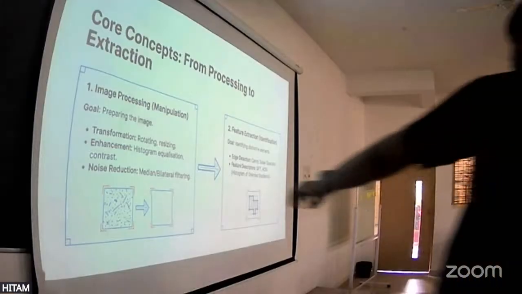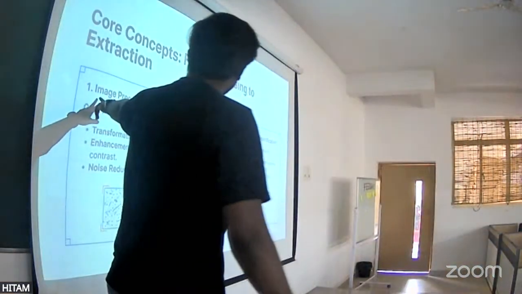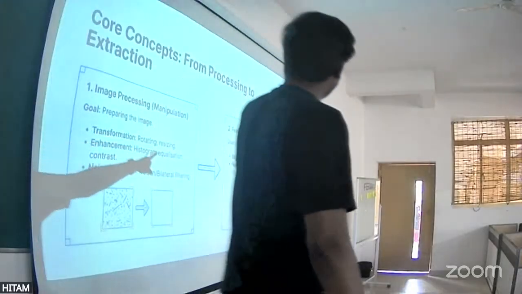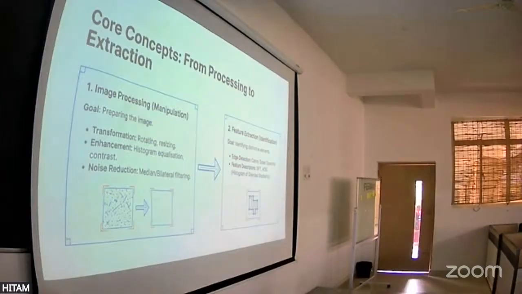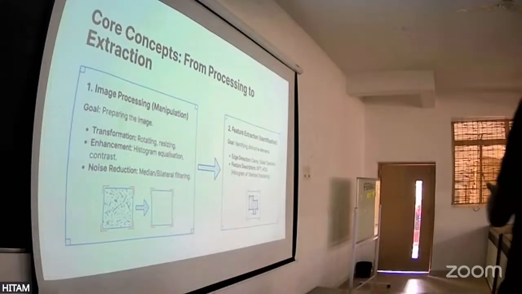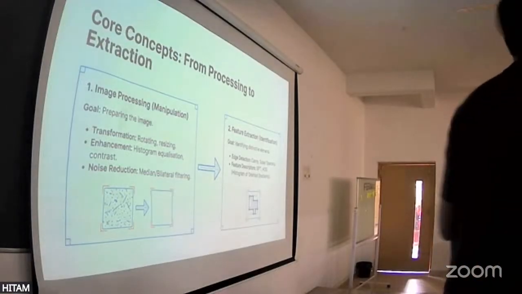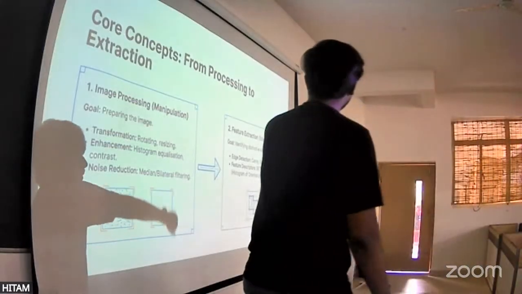So now the first thing is image processing and the second one is feature extraction. We have to understand how the features are automatically taken. We are learning that. Now feature extraction is the other thing.